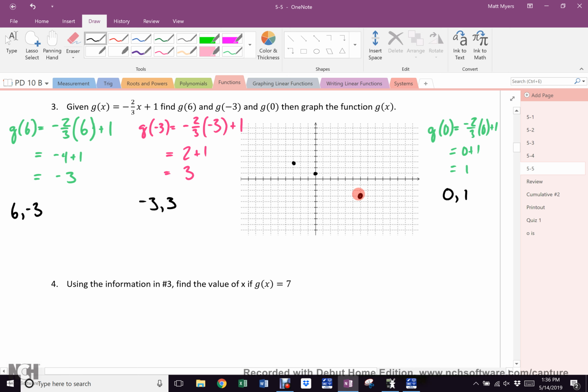Have I graphed the points? Have I completed the graph? No, of course not. What do I need to complete the graph? A line. Why do I need a line? Because it is a function.